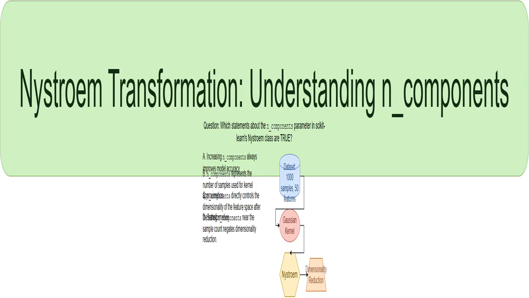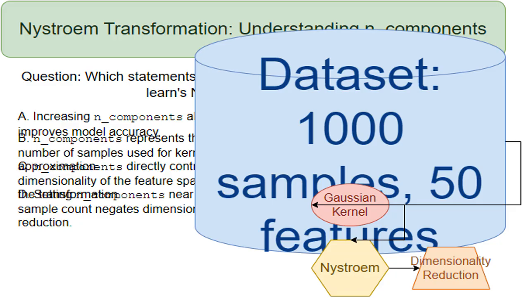I understand this section is about clarifying the role of N_components in the Nystroem transformation, a technique that approximates a kernel matrix for efficiency in machine learning. I know that you have a dataset with 1,000 samples and 50 features. This context is useful to understand how Nystroem might be applied to reduce the data's dimensionality.